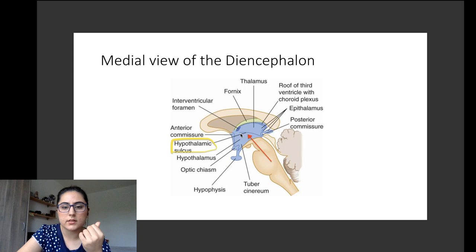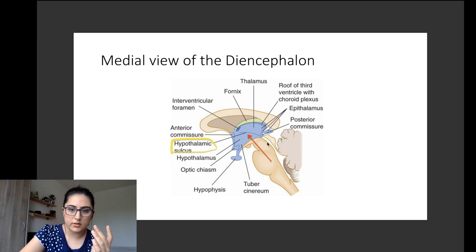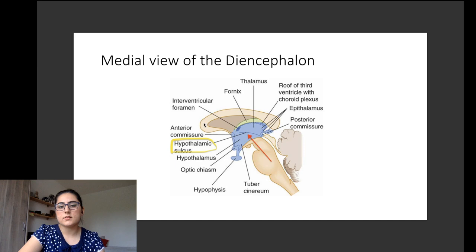Again, this is my medial view, which means I cut my brain in half, and I'm showing you this part of my brain. Again, you can see the brainstem, the cerebellum. I'm not going to talk about what this is, because it's going to confuse you. And you can see that, okay, so we have the thalamus here, the hypothalamic sulcus, and the hypothalamus. Why is this line important? Because it separates my thalamus from my hypothalamus.